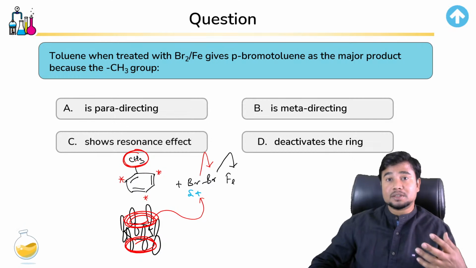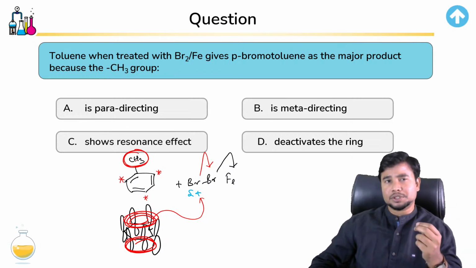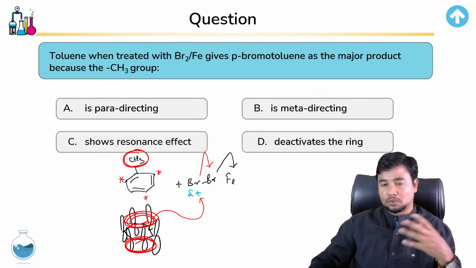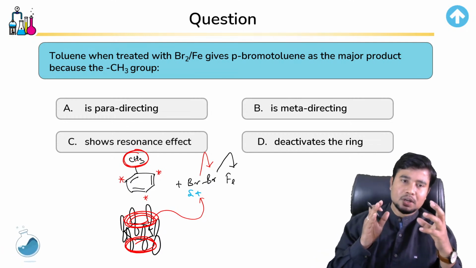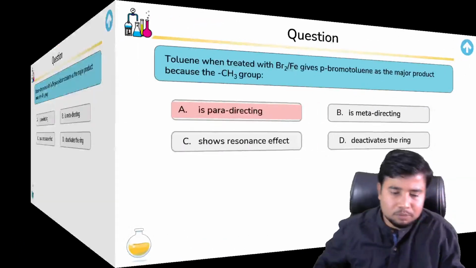It activates the ring because the CH3 group is going to activate the ring. It isn't going to direct the atom to the meta position. Then where is it going to direct it? It is going to direct it either over the ortho or the para position. In the ortho, it would be very close and feel repulsion. So which one seems to be the most probable answer?